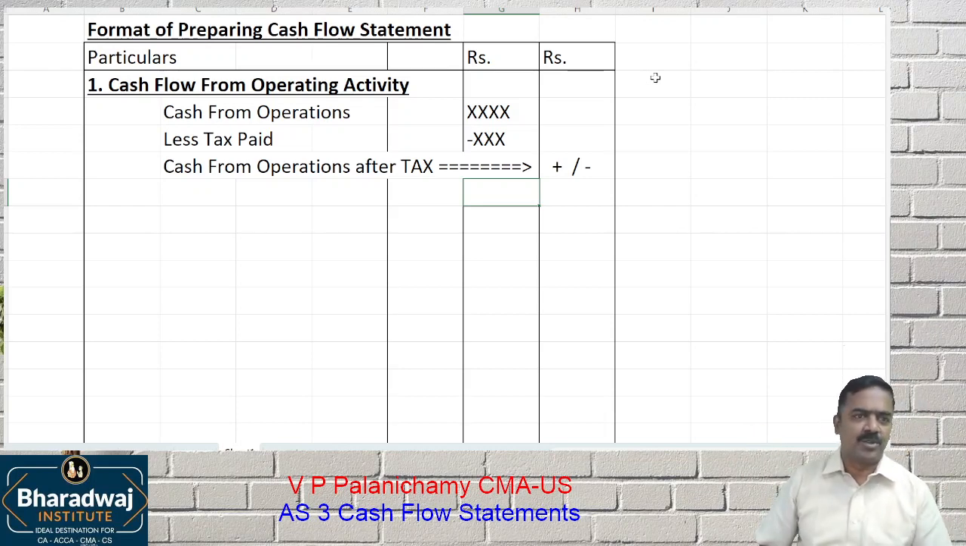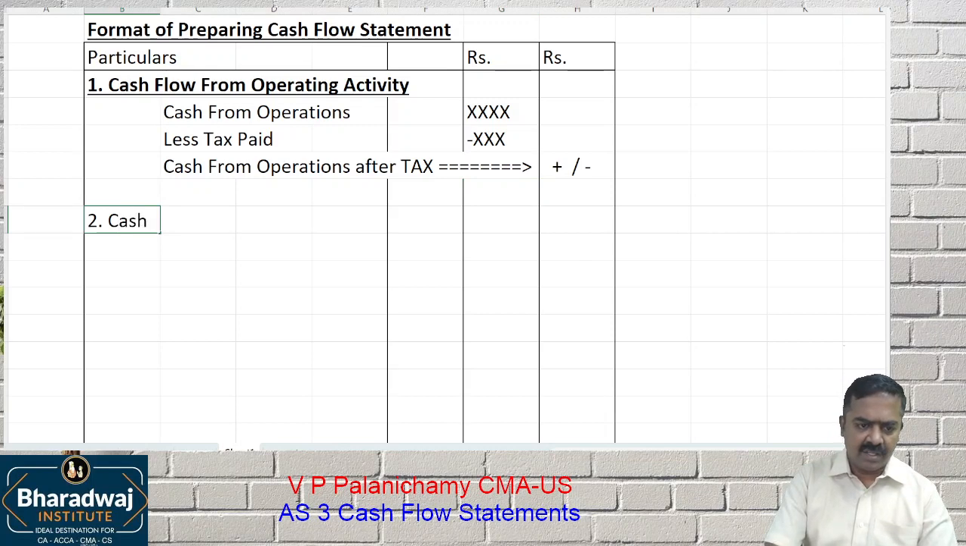In an exam problem also, if it takes 30 minutes, 20-25 minutes you will be spending on operating activity, because investment activity is just purchase and sale of assets. Financing activity is nothing but to do with liabilities. So we will learn that separately also.